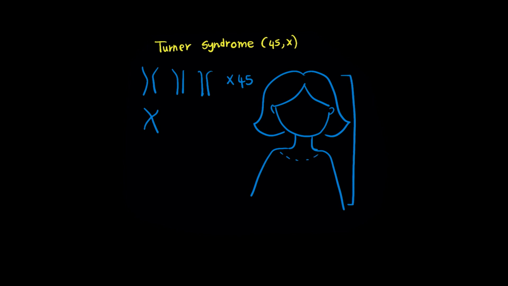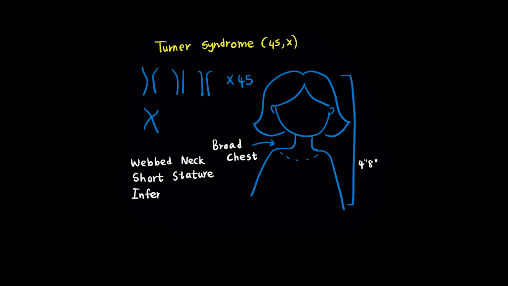Short stature is universal because the missing genetic material normally guides growth. These individuals typically reach only about 4 feet, 8 inches tall without treatment. The broad chest and widely spaced nipples create another distinctive appearance. Importantly, this syndrome causes infertility due to streak gonads, underdeveloped ovaries that can't produce eggs or hormones properly. There's no tall stature, no early puberty. In fact, puberty often doesn't occur naturally at all. Without hormone replacement, sexual development remains incomplete.